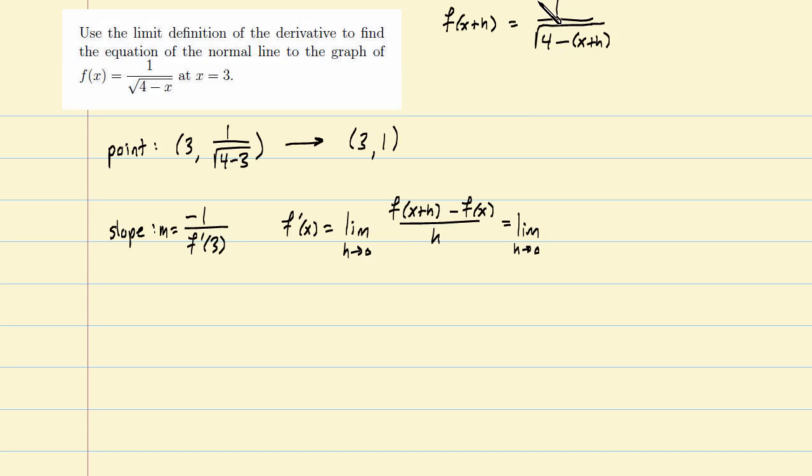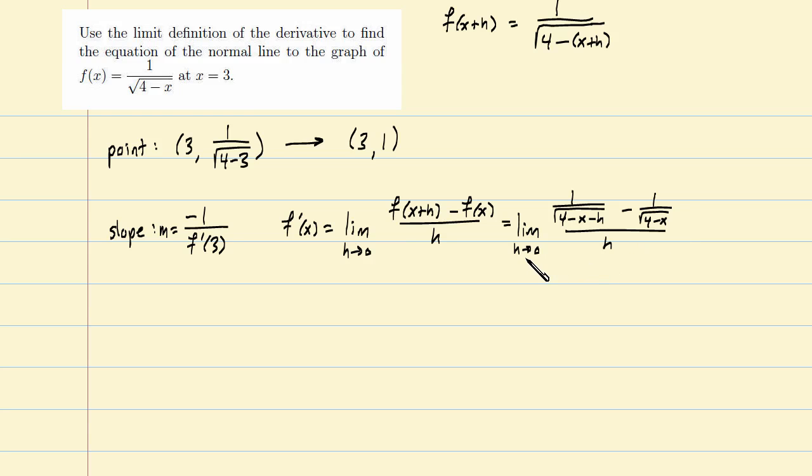So taking that piece and putting it down here, we have 1 over the square root of 4 minus, and let me go ahead and distribute it now, minus x minus h, minus f of x, which is right here. That's 1 over the square root of 4 minus x. And then, of course, all of that is sitting over h.